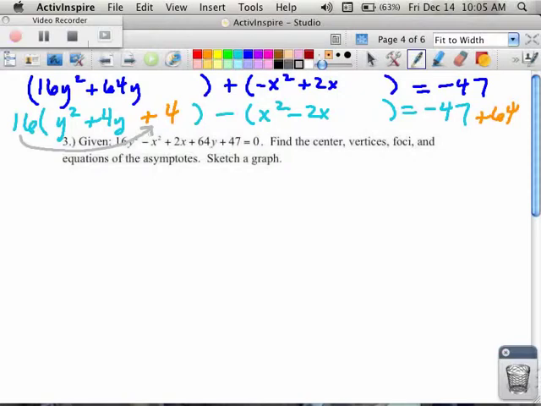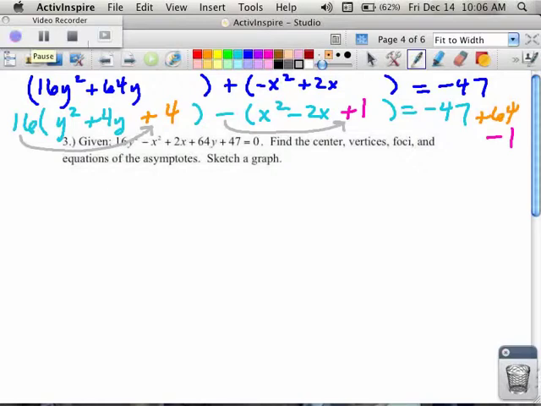In the second parentheses, when I complete the square, I take half of negative 2, which is the x term, and I get negative 1, and I square that, which gives me a positive 1. So on the other side, I'm going to subtract off 1, because just like in the first set, that negative sign is affecting whatever I completed the square with.